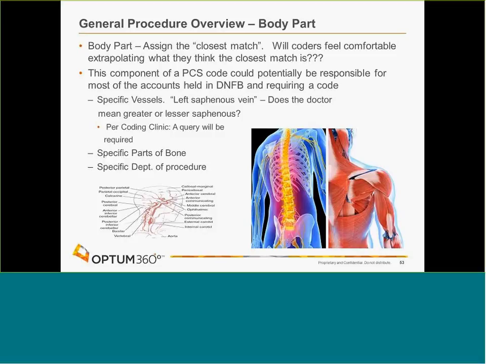Body part. What's the closest match? Will coders feel comfortable extrapolating that? We just talked about that on the saphenous vein graft. And if they knew the exact level, they still might not be comfortable extrapolating that to the closest match without the term. Know the specific part of the bone, the specific depth of the procedure. Body part and the anatomical terms could generate more queries than maybe any other component of PCS, at least at first.